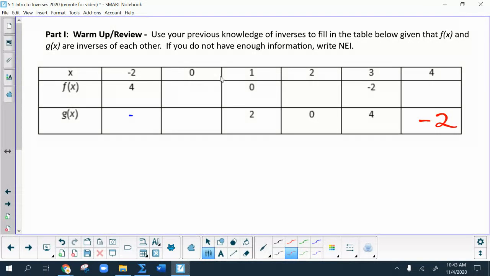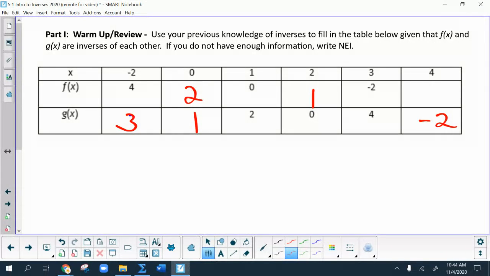So I'm going to go over here and it says f of 1 equals 0. That means g of 0 equals 1. And it says g of 1 equals 2. That means f of 2 equals 1. And we have g of 2 equals 0. That means f of 0 equals 2. And we have f of 3 equals -2. That means g of -2 equals 3.